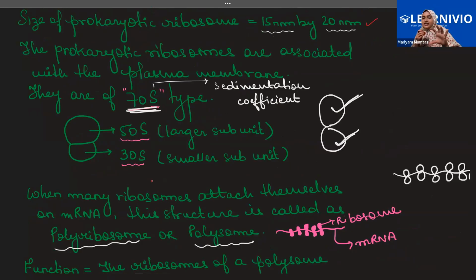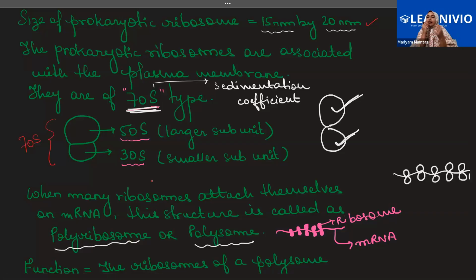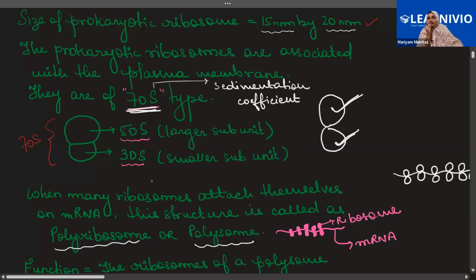And this 70S consists of two subunits. One is the larger subunit and the other is the smaller subunit. The larger subunit is 50S and the smaller one is 30S, and altogether they are 70S. Don't count; when you add it, it does not come out to be 70S. It's just that their weight is 50S and 30S, meaning how it sediments, how it settled down at the bottom.